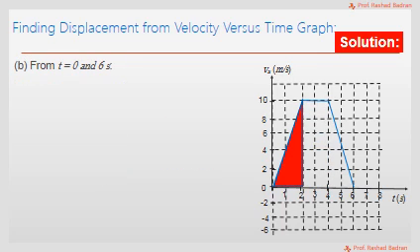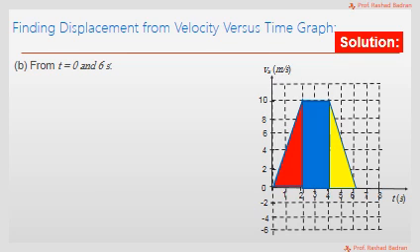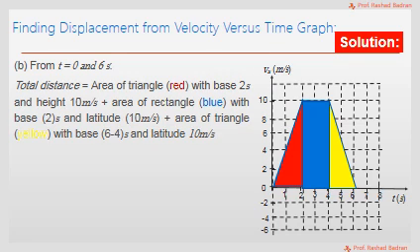Well, to get the distance for the whole interval from t equals 0 to 6, we have to find the last area of the yellow triangle, which is half the base by the altitude, where the base is 2 seconds and the altitude is 10. So finding the area of this is going to give us 10 meters, and then we add up this area of 10 meters to the previous ones of 10 and 20, then we'll get the total distance of 40 meters.